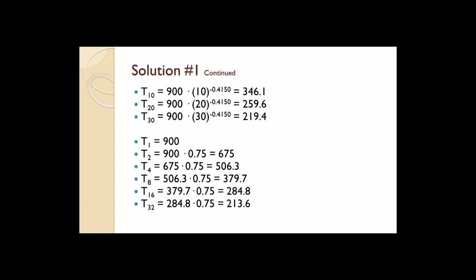Doubling 8 to 16 yields 379.7 times 0.75 equals 284.8. Doubling 16 to 32 yields 284.8 times 0.75 equals 213.6. This value is very close to the 219.4 we calculated for the 30th unit, so that calculation checks out.